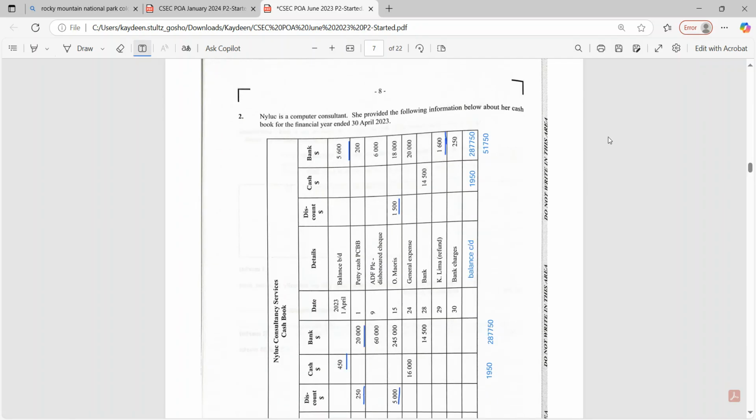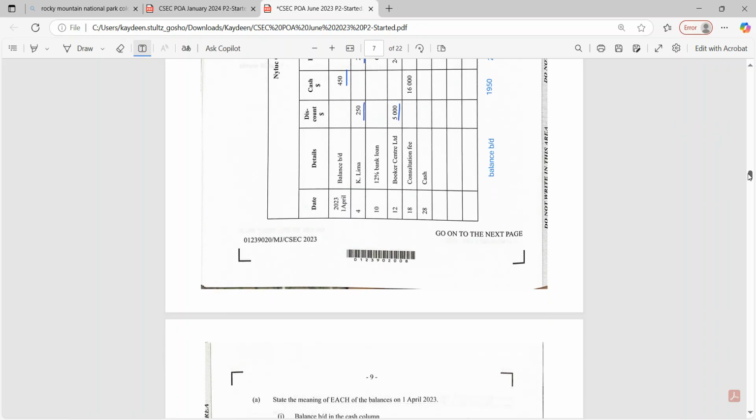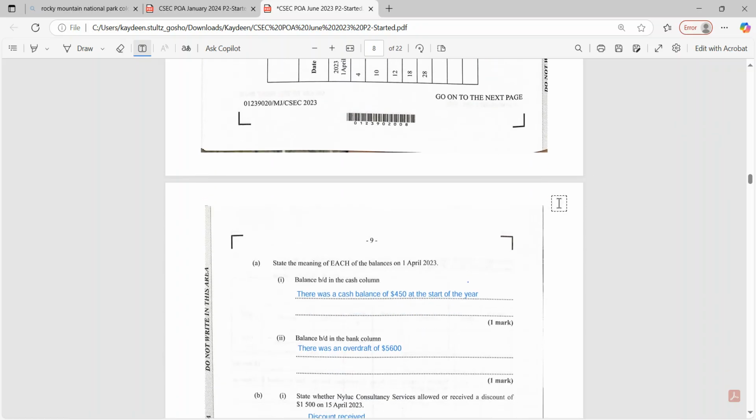Now we move on to question 2. Nylock is a computer consultant. She provided the following information below about her cash book for the financial year ended the 30th of April 2023. So here we get a cash book, and I'm going to scroll down so that we can start working the questions. The first one says state the meaning of each of the balances on the 1st of April 2023.